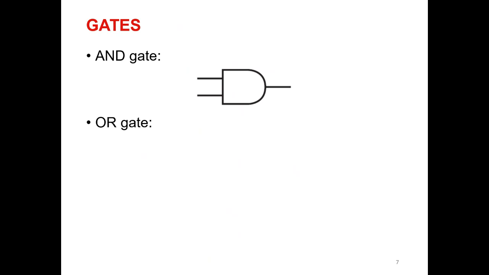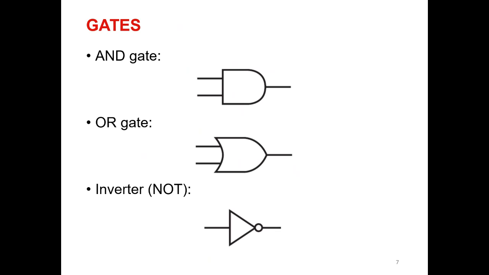Okay, so for the AND gate, we represent it with this symbol. With this symbol, we mean that we are doing a logical AND operation, and this is how we represent this element when we design logic circuits. For the OR gate, we have the symbol you see on the screen, and for the inverter, the logical NOT function, we have this symbol. Those three gates or elements are the basics for building more complex logic blocks.